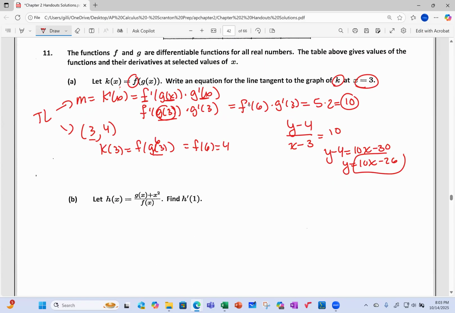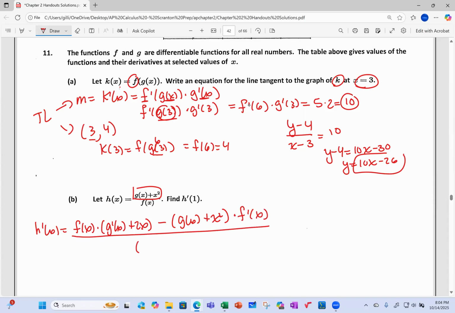Ooh, in part B, we only want h prime at 1, so there's no tangent line. So I'm going to do a quotient rule. So h prime of x is the bottom times the derivative of the top, which is g prime of x plus 2x, minus the top, which is g of x plus x squared, times the derivative of the bottom, which is f prime of x, all over the bottom squared. And I'm just going to replace x with 1. I'm going to be a little lazy here and just replace all of these x's with 1.